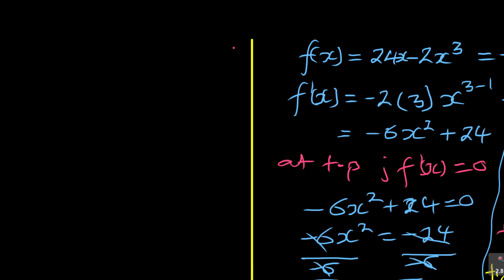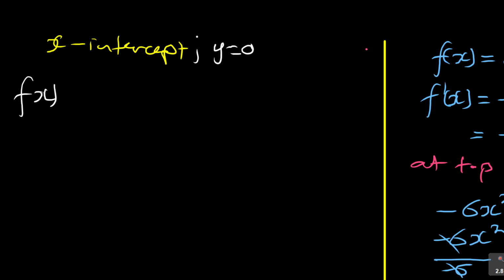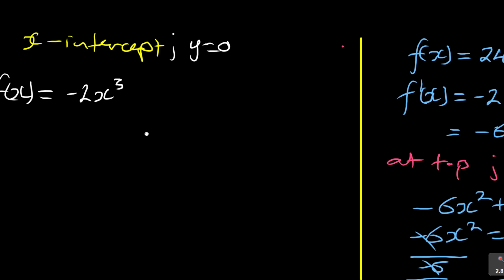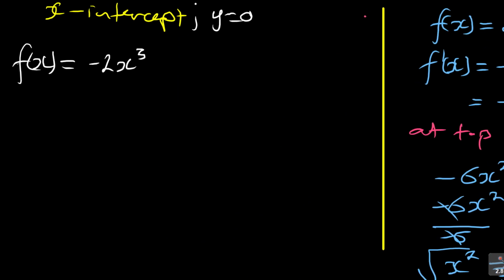Now remember what I said was, when you're talking about the x-intercept, what must you remember? Here, y is equal to 0. So you write your f of x is equal to negative 2x cubed plus 24x, right? Now, this is equal to 0, so you can actually solve now for x.